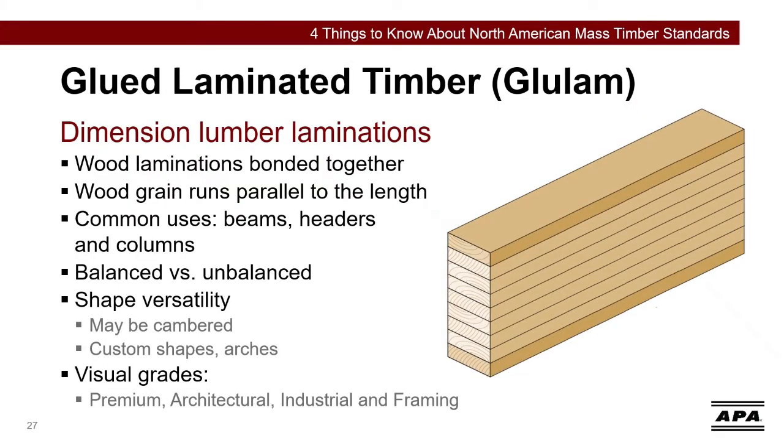Glulam uses layers of 2x lumber that are bonded together in a flat stack. The wood grain runs parallel to the length of the beam, which is common with all the engineered beam products. It is commonly used for headers, beams, studs, and columns.